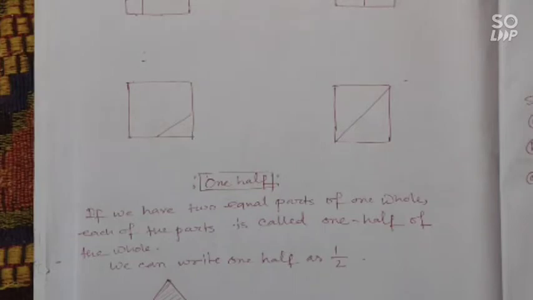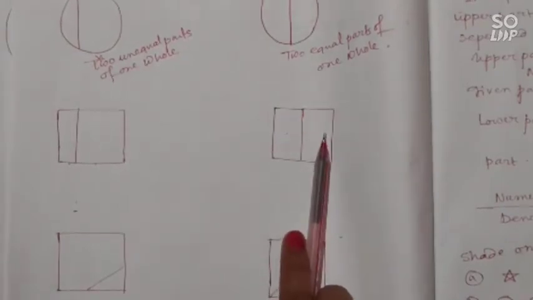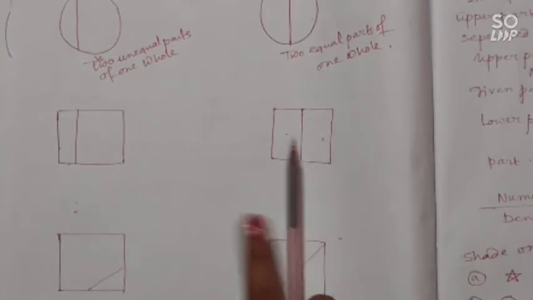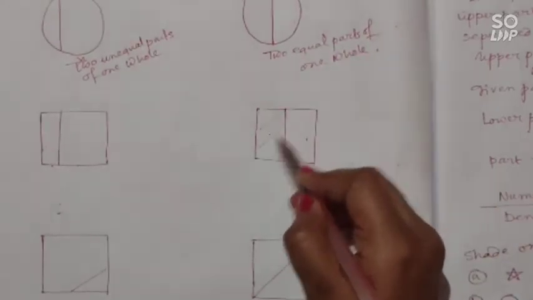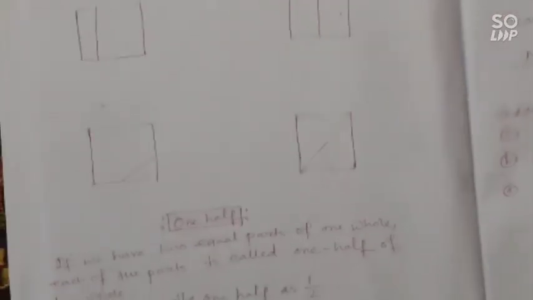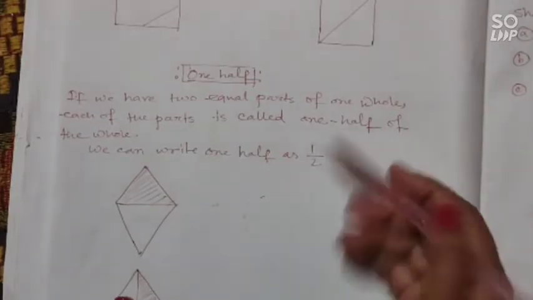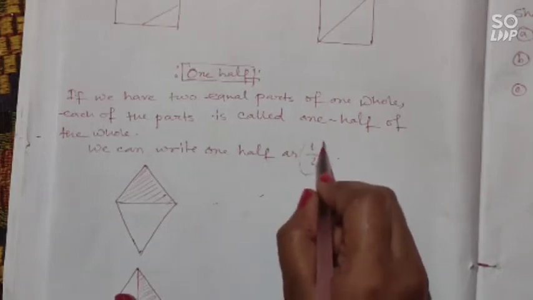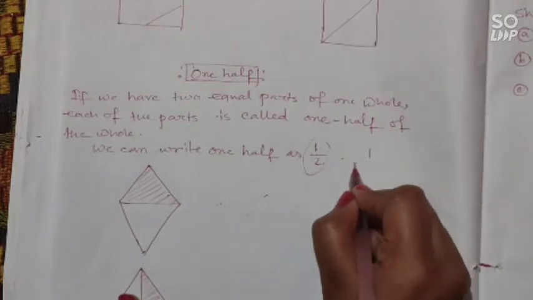If we have two equal parts of one whole, then each of the parts is called 1/2 of the whole. In this figure, there are two equal parts. Here we have two equal parts of one whole. Then each part, this part and this part, each part is called 1/2 of the whole. And we can write 1/2 like this. This fractional number is read as one half, and it is written like this, 1/2.